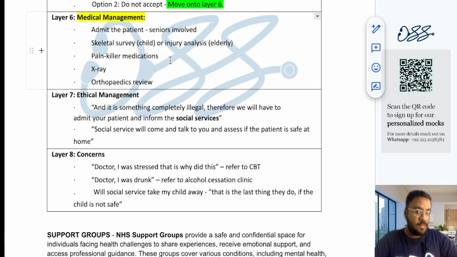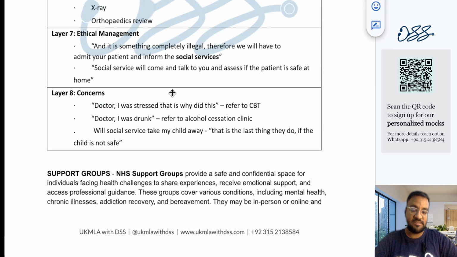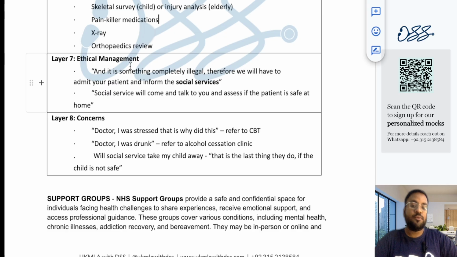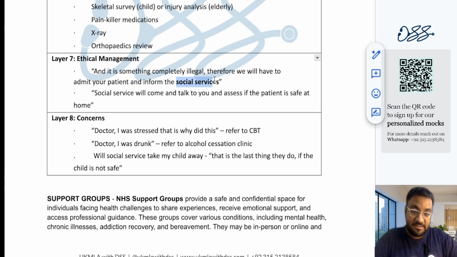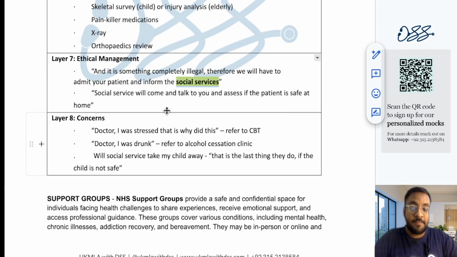So do the medical management first, and then once you're done with the medical management, you can come to the ethical management and say that it is something that is completely illegal. The nature of the injury that I talked about, as I mentioned, makes me suspect that the child may be under the influence of abuse. And let me tell you, Miss Anna, it is something illegal, and it is my responsibility to inform the social services. Then explain what the social service would do: they will come and talk to you and assess if the patient is safe at home.